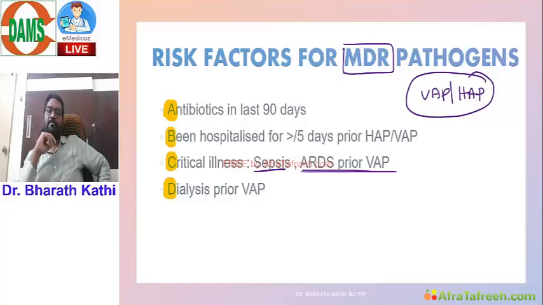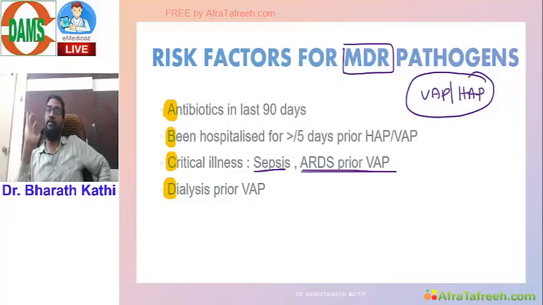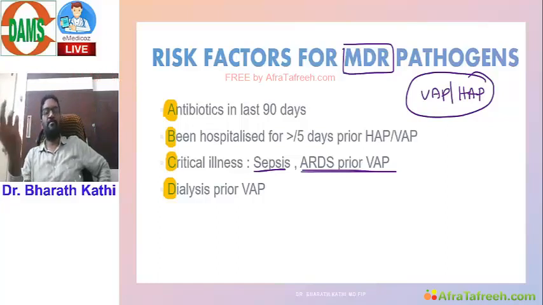Apart from this, if the local antibiogram is available, a few ICUs will maintain their antibiogram. They will tell you that, sir, in the last 1 year in our ICU, MRSA was isolated in more than 20% of patients coming with ICU pneumonia, or that ICU might be famous for more than 20% being Pseudomonas. So if it is available, you should again suspect more of an MDR pathogen.